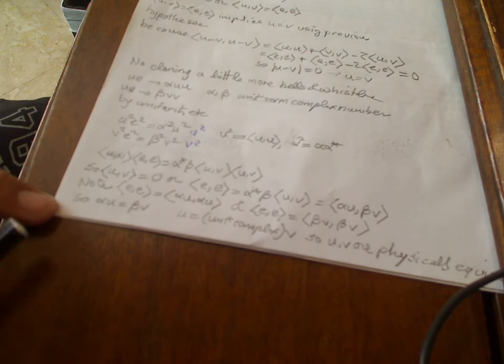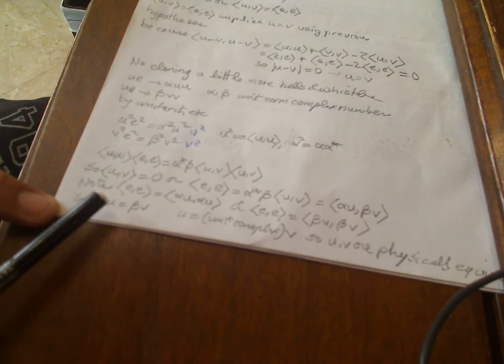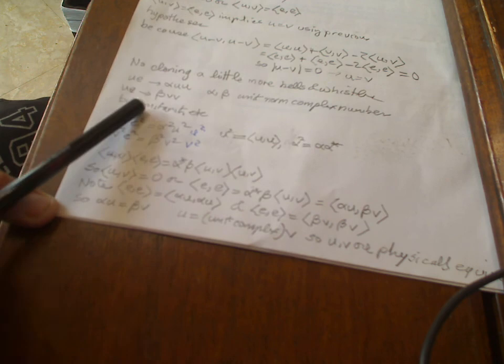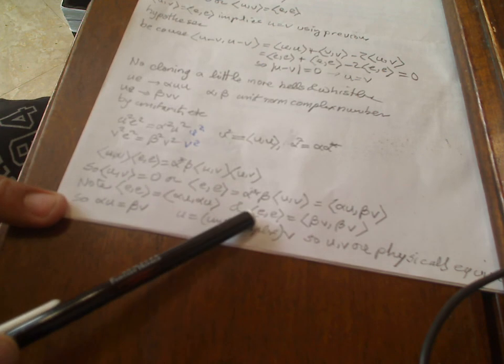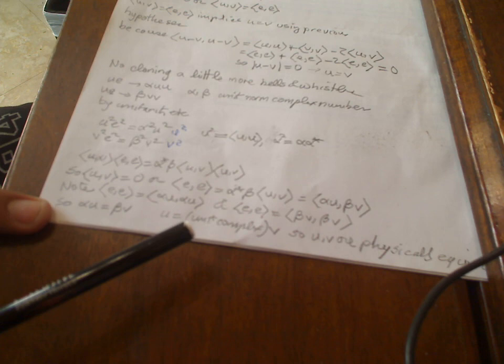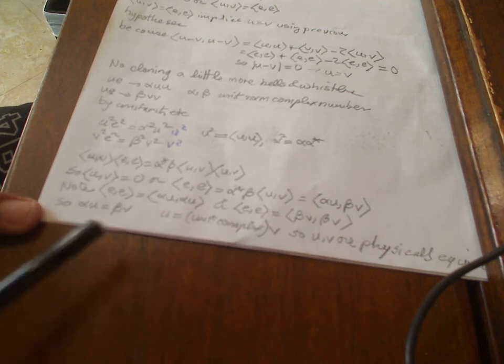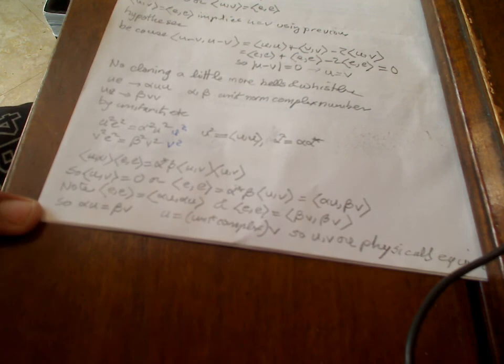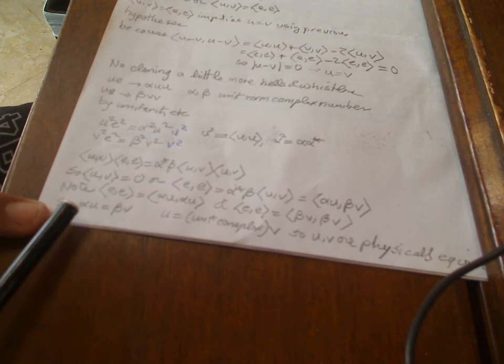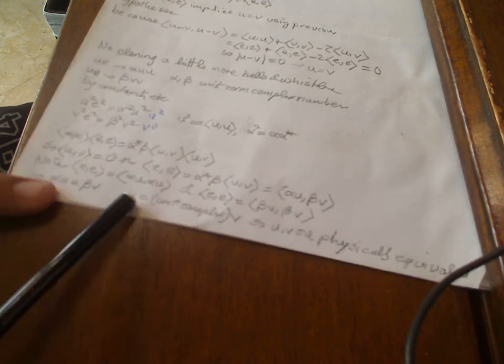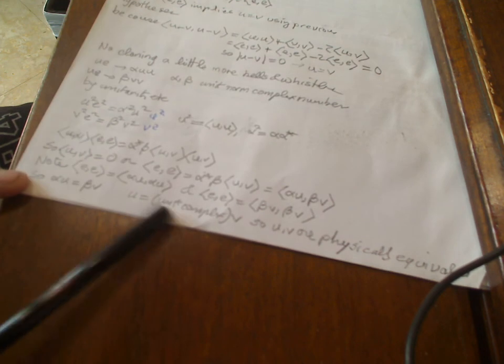inner product beta V. But note from before, from looking at this, that also E inner product E is just equal to alpha U inner product alpha U, and also from this one that E inner product E is equal to beta V inner product beta V. So by our previous argument, it must be the case that alpha U is equal to beta V. So in other words, U is equal to a complex unit number times V. So basically that means that U and V are physically equivalent.